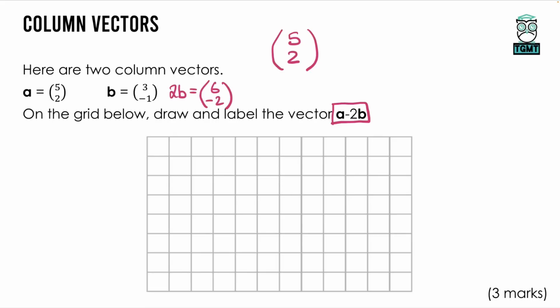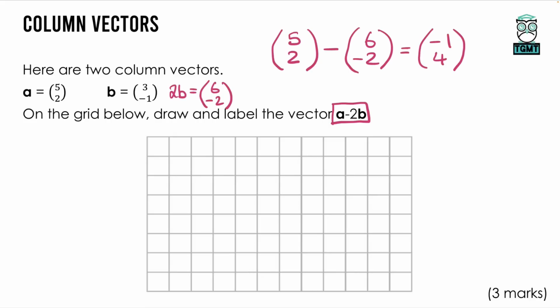It's asking us to take these vectors away from one another. So 2b now is 6 and minus 2, and we just need to subtract these movements. A column vector, remember, is just a movement. The top number represents left and right, and the bottom number represents up and down. So we're just going to take these away from one another. 5 take away 6 is negative 1, and 2 take away negative 2, being really careful because that's actually taking away a negative, which is adding 2, and that becomes 4. So minus 1 and 4.